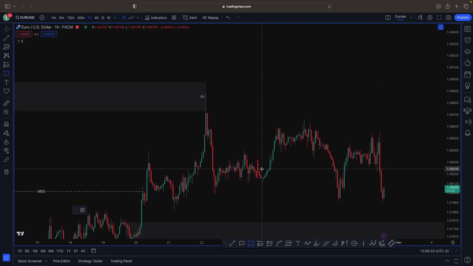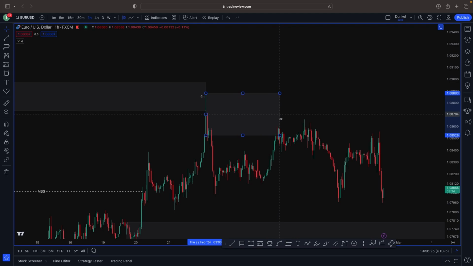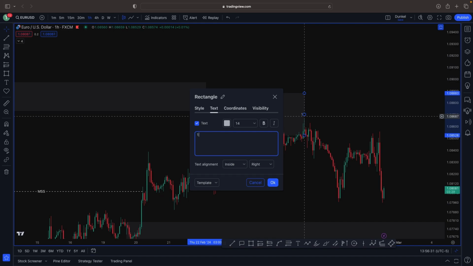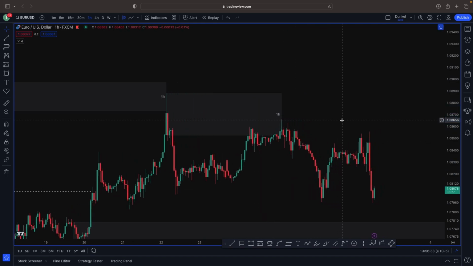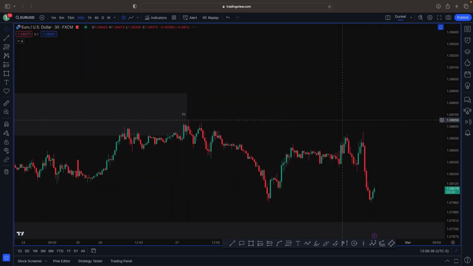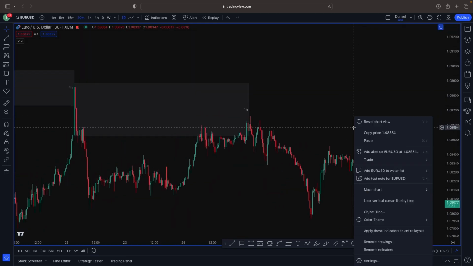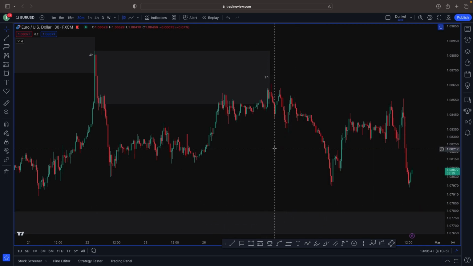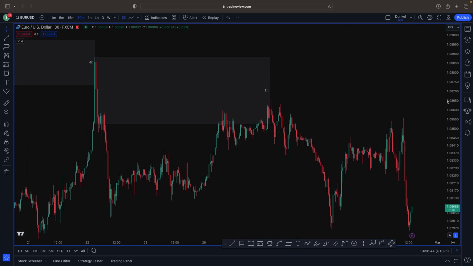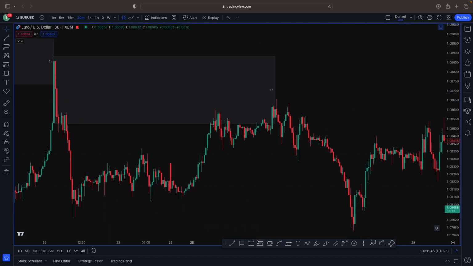First, you can see that we mitigated this 1 hour order block right here. And if we drop down to a lower time frame, you can see a little bit better that we have the AMD model right here, which means there's an accumulation or consolidation, however you want to call it, then a manipulation.